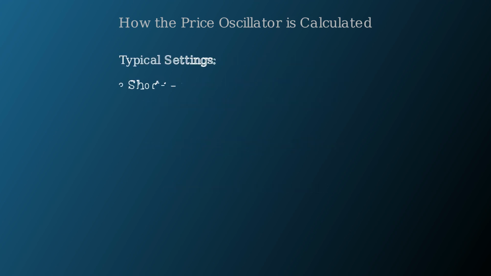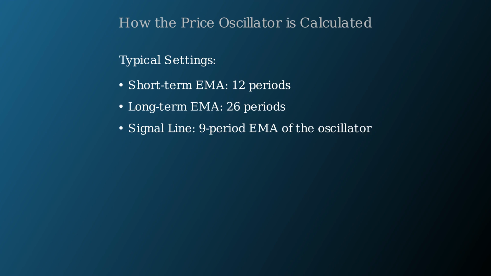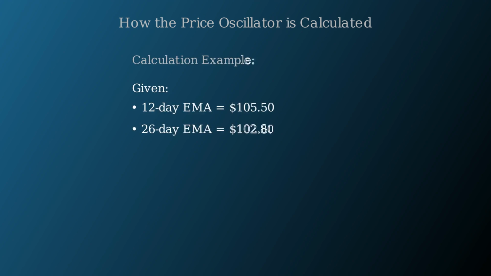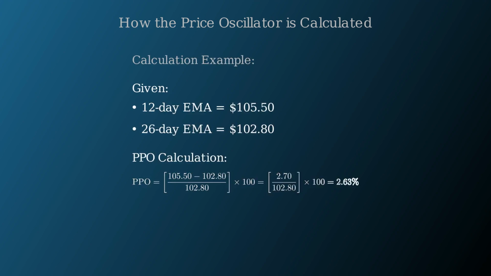Typically, traders use 12-day and 26-day exponential moving averages, though these periods can be customized. The oscillator itself is often smoothed with a 9-period EMA to create a signal line. Let's work through a real example to make this concrete. For the PPO, we take the difference between our EMAs, which is 2.70, divide by the long-term EMA of 102.80, and multiply by 100. This gives us a PPO value of 2.63%.